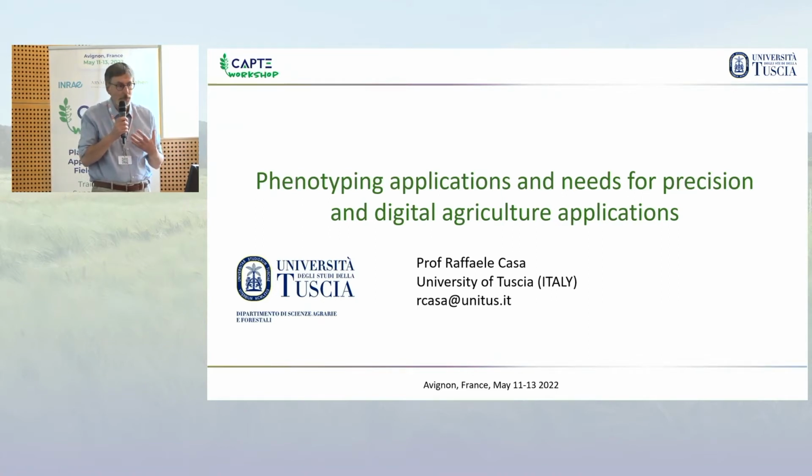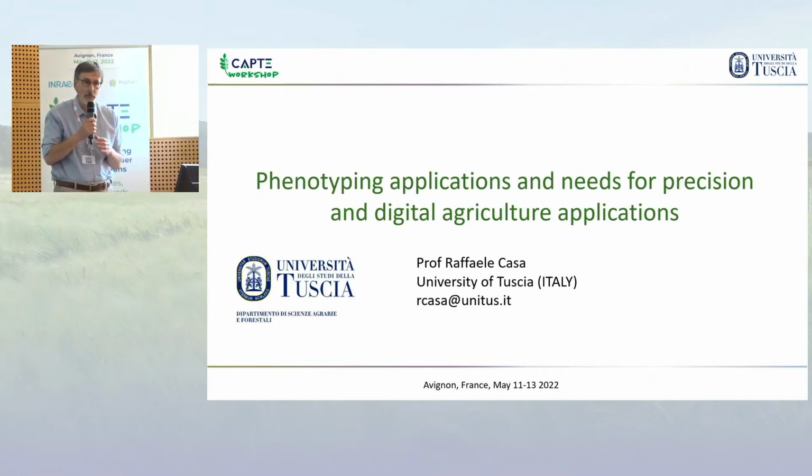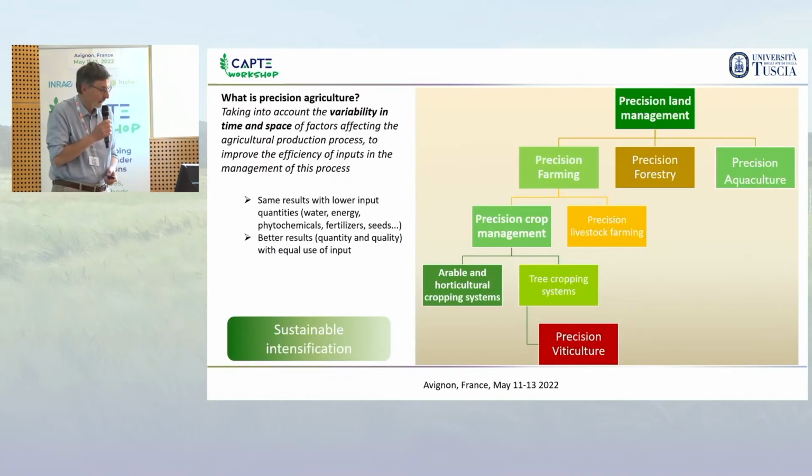So I'm not doing really a scientific or technical presentation, but it's more on the consideration of what could be the application and needs of a downstream part of the phenotyping in precision agriculture. So you might know that by precision agriculture we mean basically taking into account much more the variability in time and space of crops across the big fields, and then to act to take this into account.